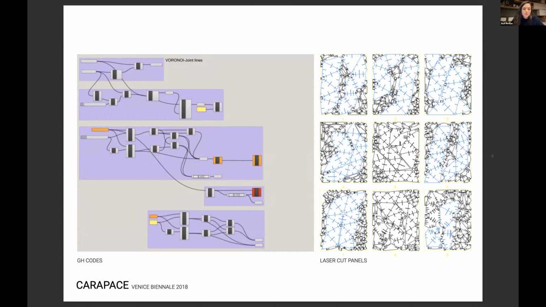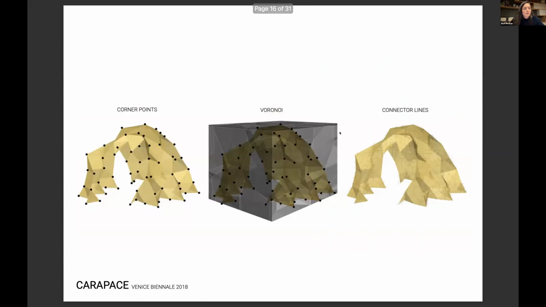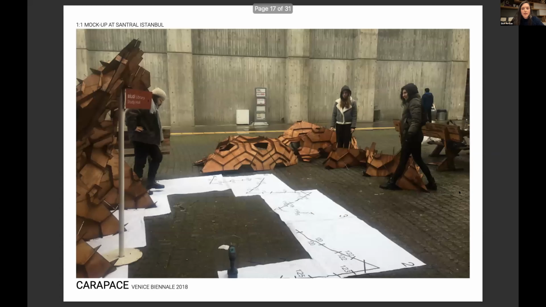After adaptations according to the new site, Grasshopper was included in the journey to have perfect continuous geometries. By using the corner points of each triangle, a Voronoi pattern was generated by Grasshopper. By intersecting the Voronoi pattern with triangle surfaces, we got our new continuous connector lines. And finally, we did a mock-up in Istanbul at 1:1 scale.